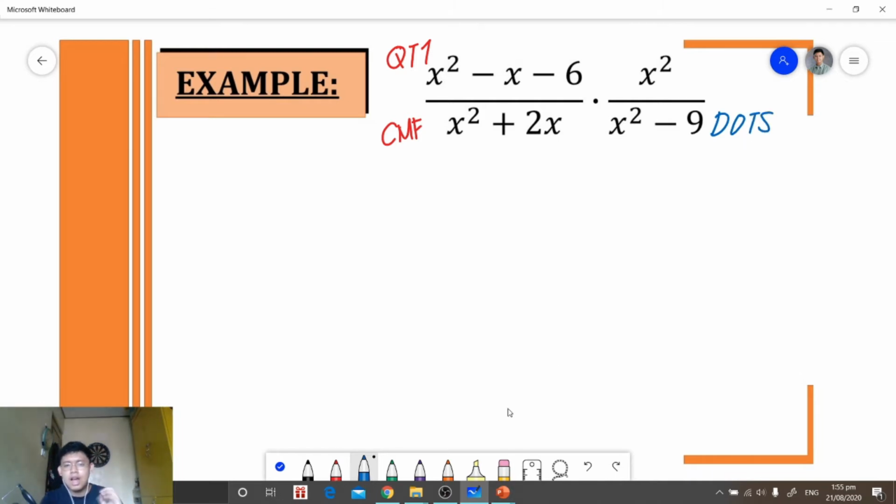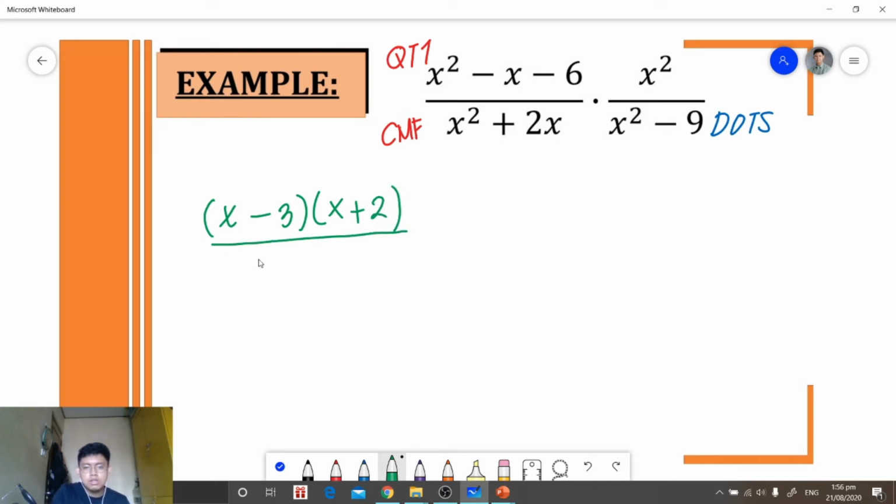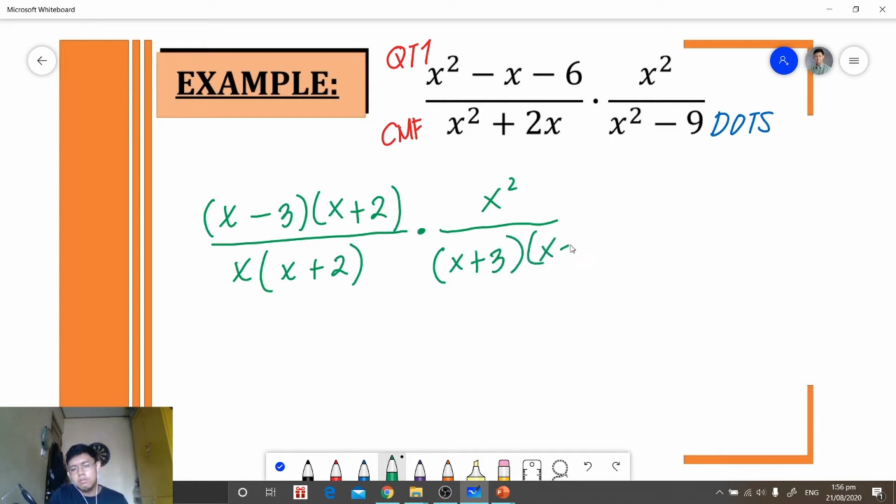Now let's factor our rational expression. For our numerator, we have x minus 3 times x plus 2, and the denominator of that one is x, factoring out x, and the other factor will be x plus 2. For our second rational expression, which is multiplied to it, we will just copy x squared over, applying difference of two squares, x plus 3 times x minus 3.